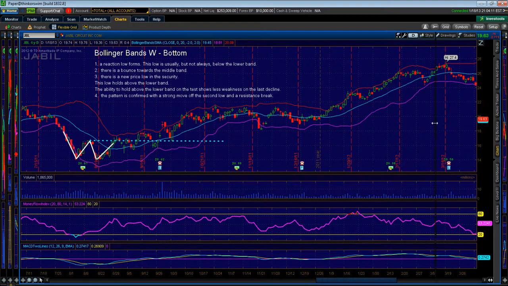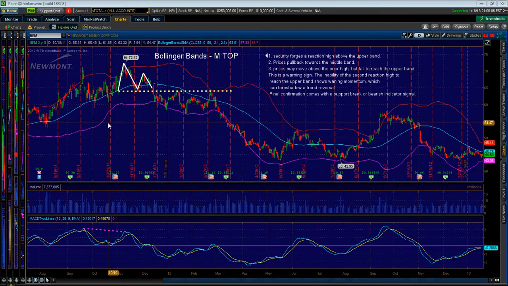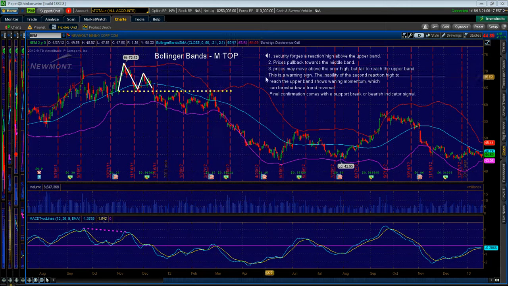So now we're going to look at Bollinger Bands M tops, and it's very similar to W bottoms, but we're talking about reversals from a bullish trend to a bearish trend. I have the rules also written out over here, where basically what you want is the security to forge a reaction high above that upper band. We have that right here.